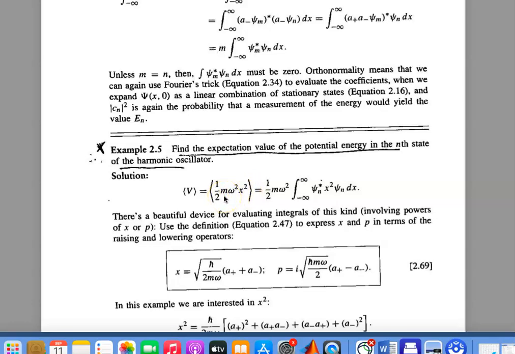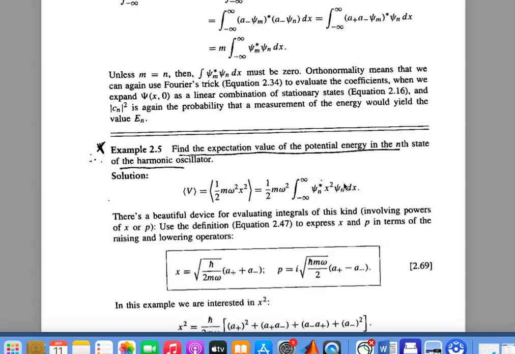Now the mass of the oscillator is known, and the angular frequency is also known, and they are mere constants, so you can take them out in front of the integral. So the integral that has to be done for the harmonic oscillator set of wave functions is the integral from negative infinity to positive infinity of psi sub n star with x squared sandwiched in between psi sub n dx.